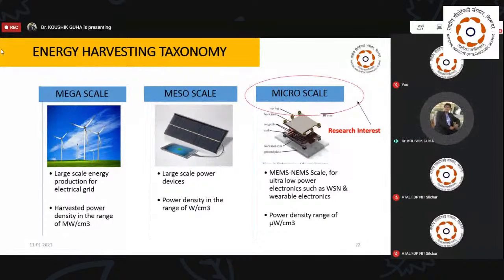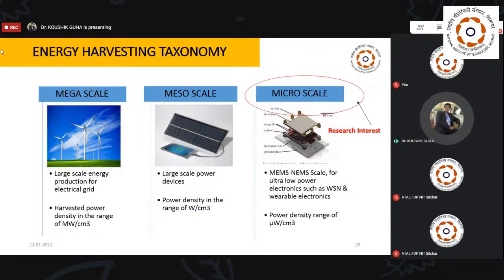Just below that, we can talk about the meso scale, the large scale power devices, but not at the mega scale. The power density is in the range of watt per centimeter cube. And also below that level, at very small power level, it is called the micro scale. That is the MEMS or nano scale for ultra low power electronics such as wireless sensor nodes and wearable electronics. Here the power density is in the range of microwatt per centimeter cube.